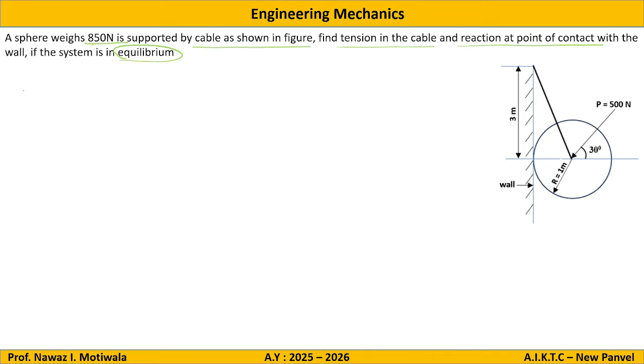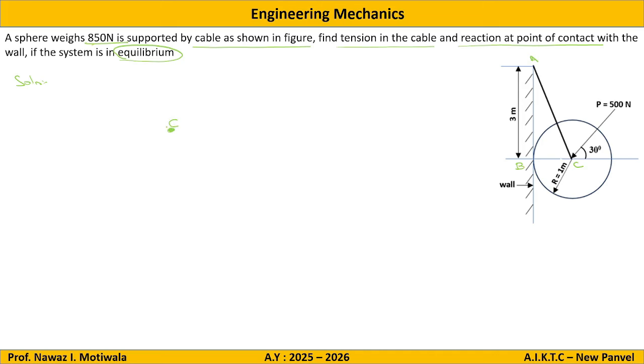Now, first step is drawing the free body diagram. So I will draw the free body diagram of the cylinder. So let us say this is the cylinder, and let us say I name the points. Let us say this is center C, let us say this is A and this is B. Now, starting with the free body diagram, cylinder C, point C. Show all the forces on the free body diagram.